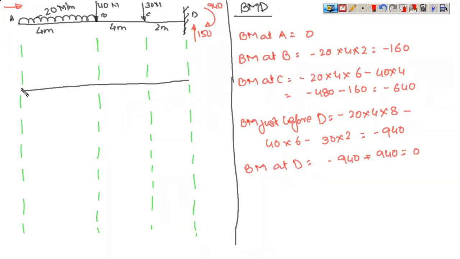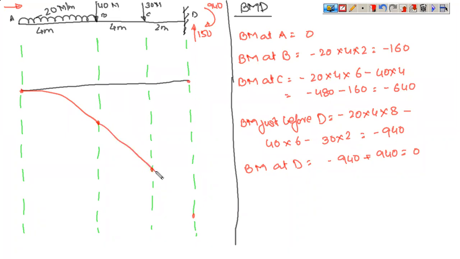So at A, this is 0. At B, this is 160. This is 640. This is 940. And then this is 0. So let us plot the variation. From A to B, it is a parabola because it is due to a uniformly distributed load. From B to C, again, it is the effect of straight lines, so it will become a straight line.